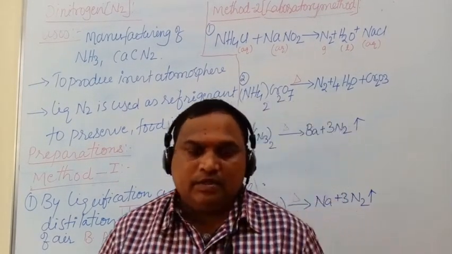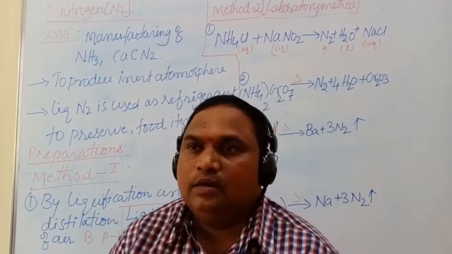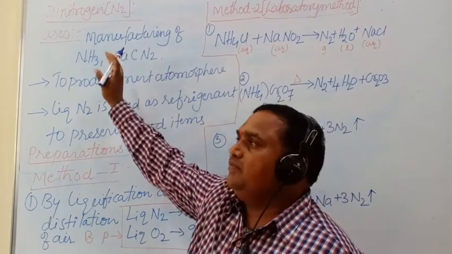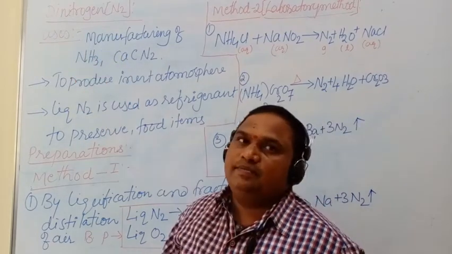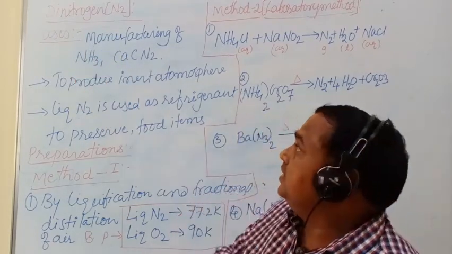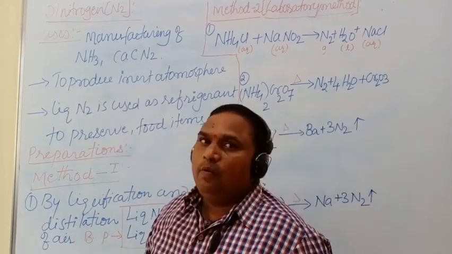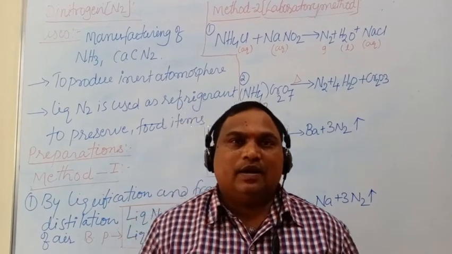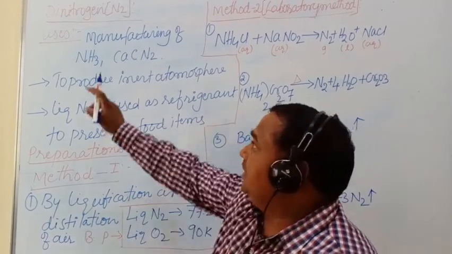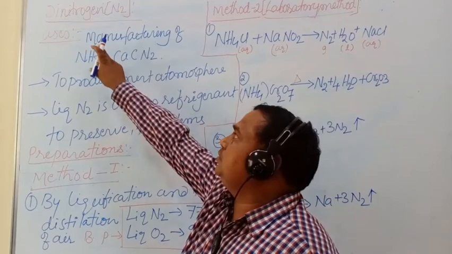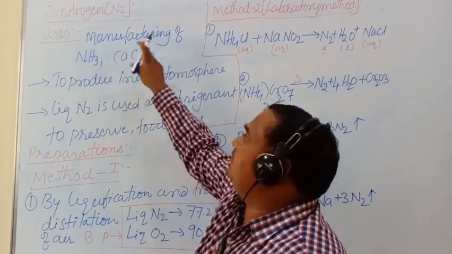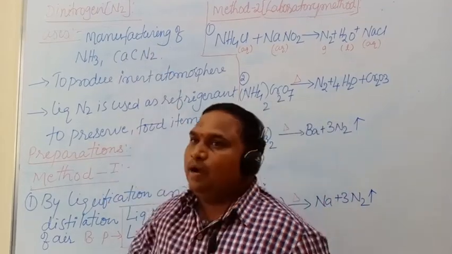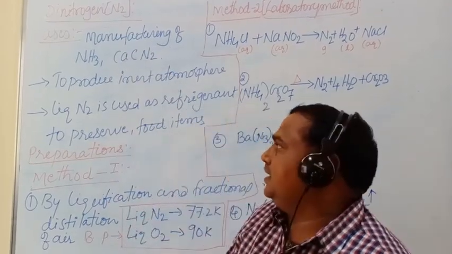Good morning, students. Today we are going to learn the preparation of dinitrogen, the properties of dinitrogen, and the uses of dinitrogen. So first I will start with the uses of dinitrogen in daily life. First, dinitrogen is useful in the manufacturing of ammonia and calcium cyanide.